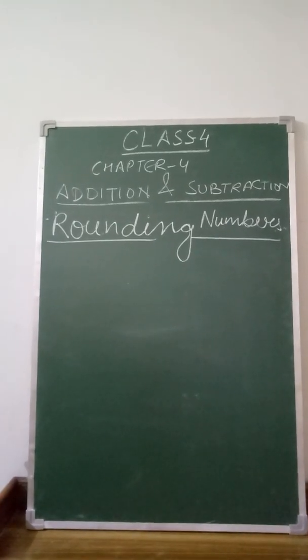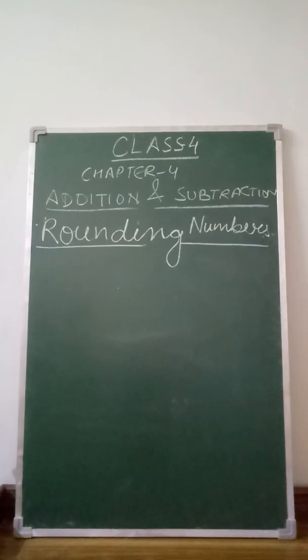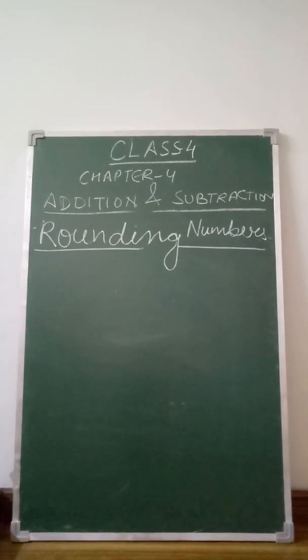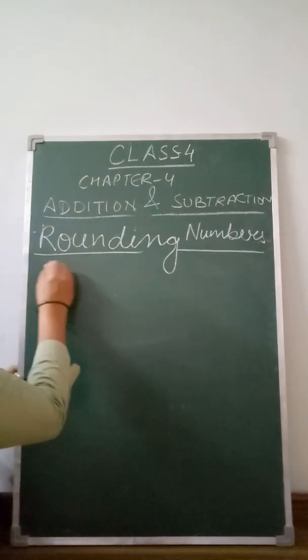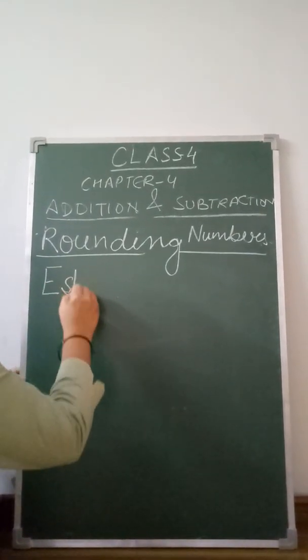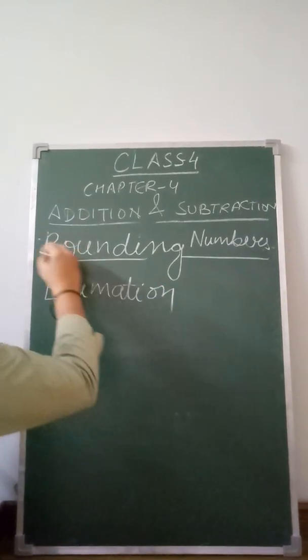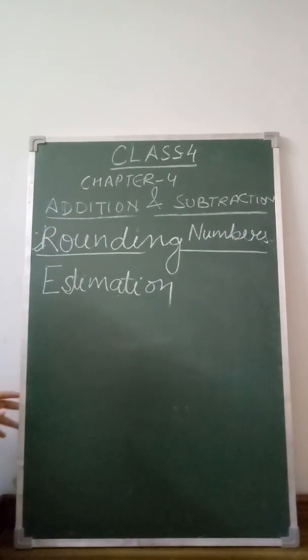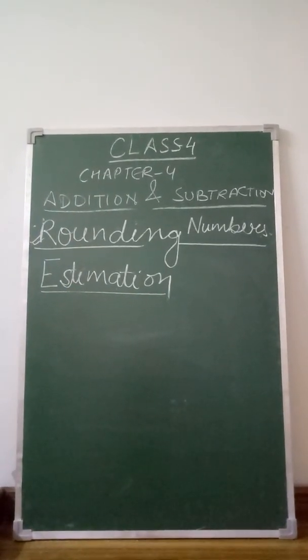Hello children, today I am going to start another topic of chapter 4, addition and subtraction, that is rounding numbers, which is also called estimation. So there are two names, we can call it either estimation or rounding numbers, right? Students, first of all I want to clear up what estimation is.